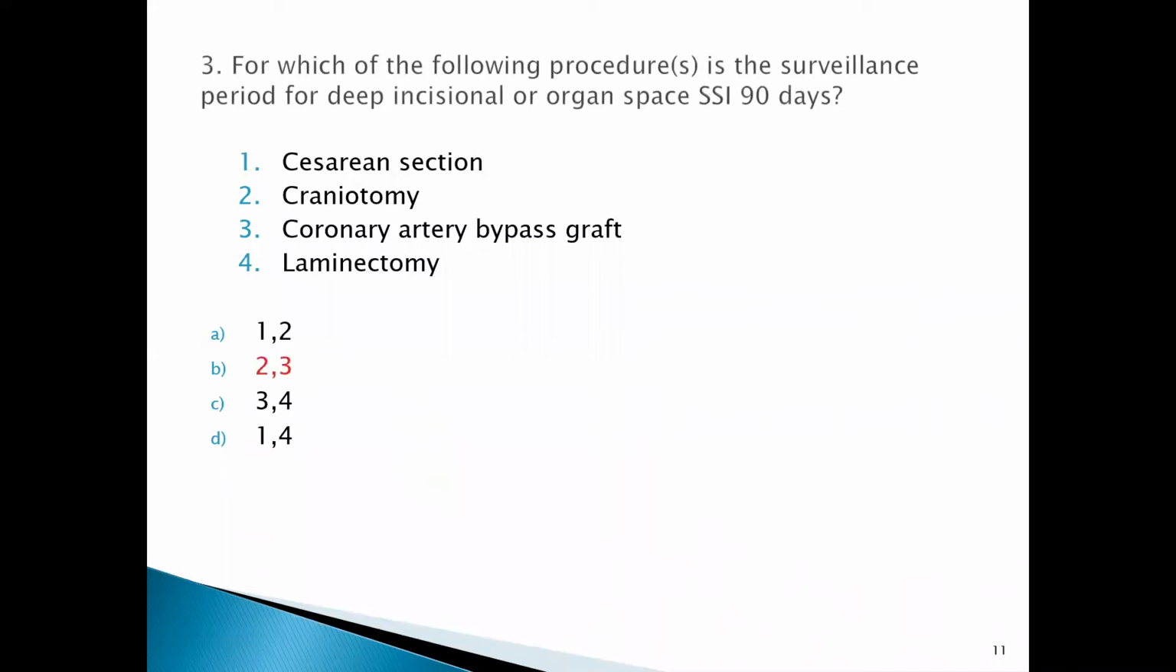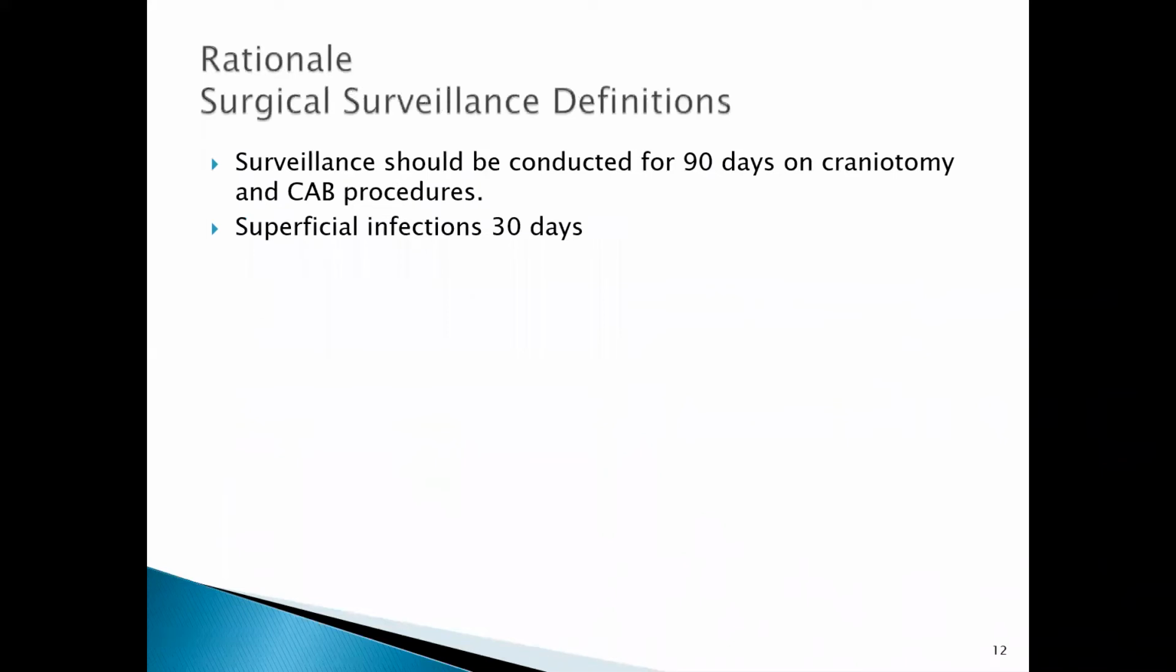And the answer to this one is B, 2 and 3, a craniotomy and a coronary artery bypass graft. And these are NHSN definitions. So the rationale, surgical surveillance definitions, these are NHSN definitions. There's a chapter in the book and also in the Google Drive. It's the same chapter about surveillance, and you can read about the NHSN definitions there.